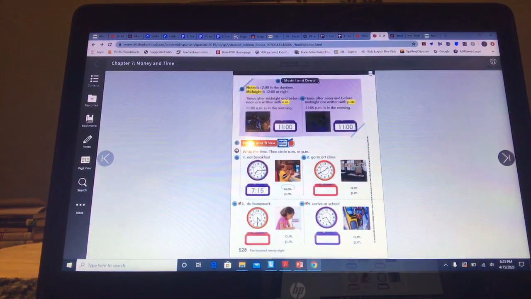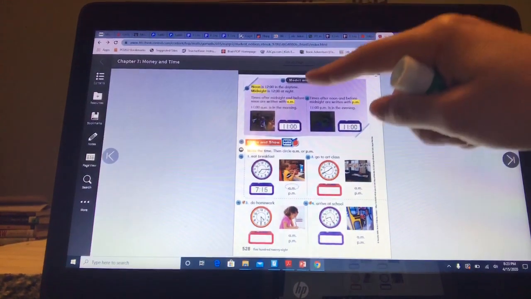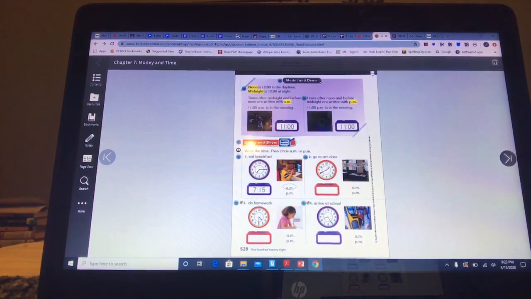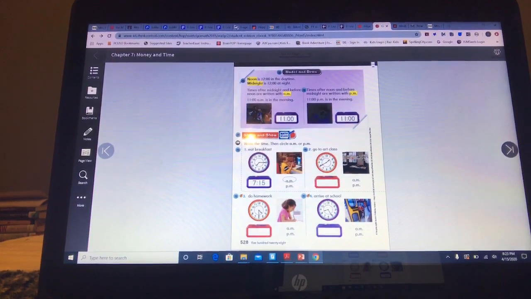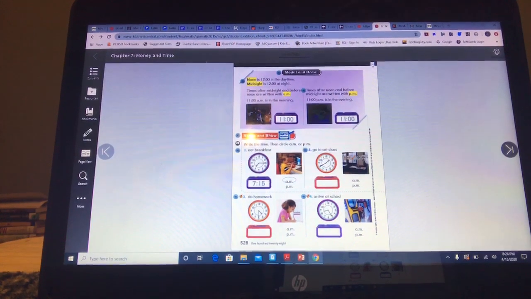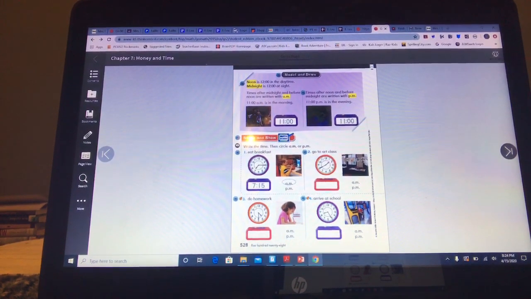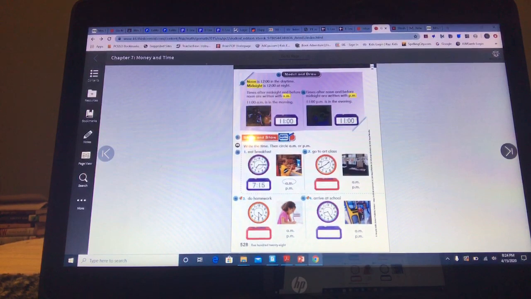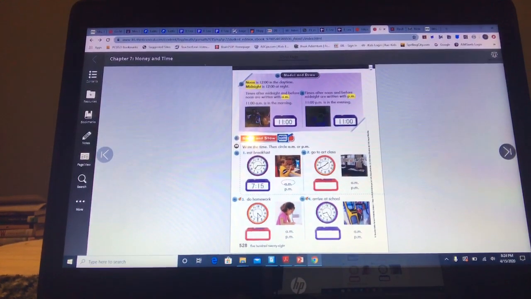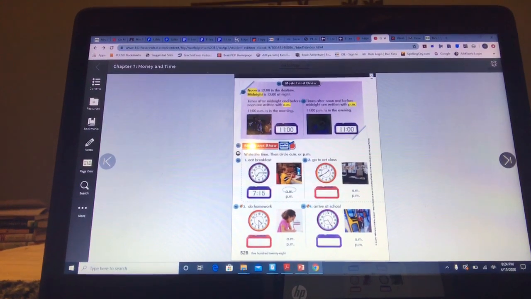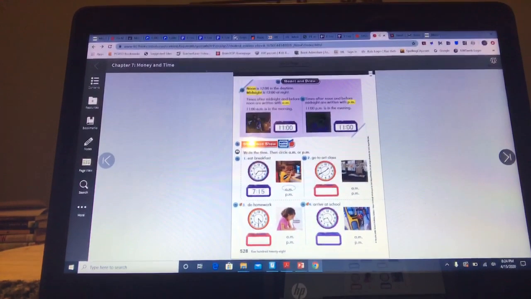Okay, so here's the page you're working on, page 528, and up in our purple section, it says noon is 12 o'clock in the daytime. We know that when the noon whistle, the fire whistle, blows every day at that time in Princeville, that's around the time that we eat lunch. That's 12 o'clock noon in the daytime. And midnight is 12 o'clock at night. We should be sleeping at that time and it's dark.